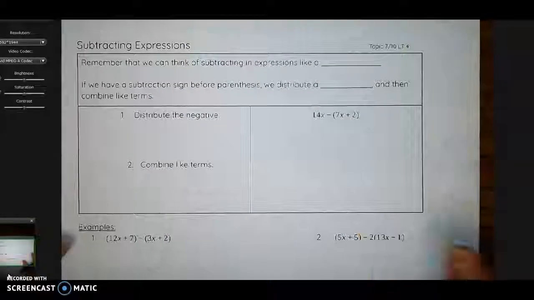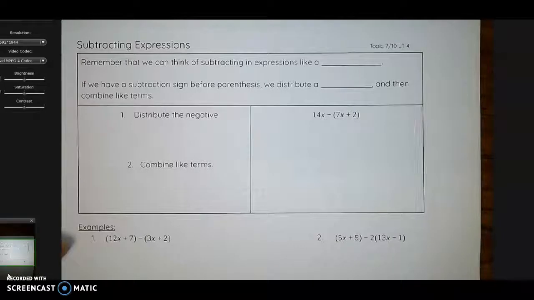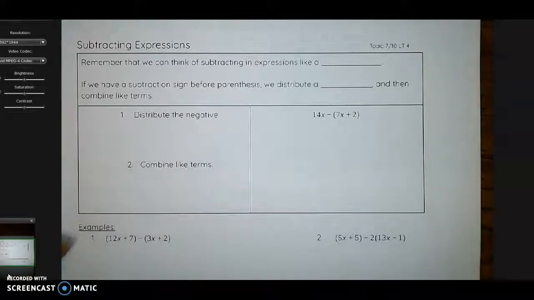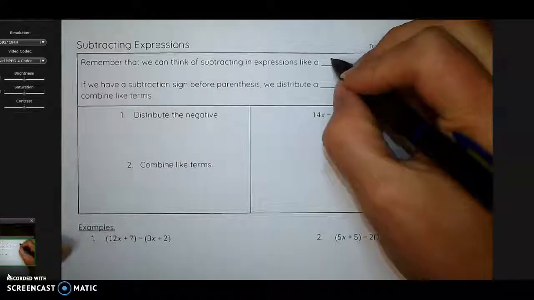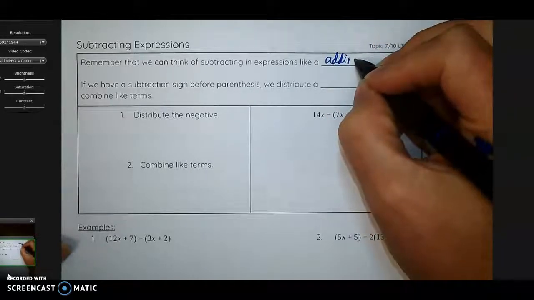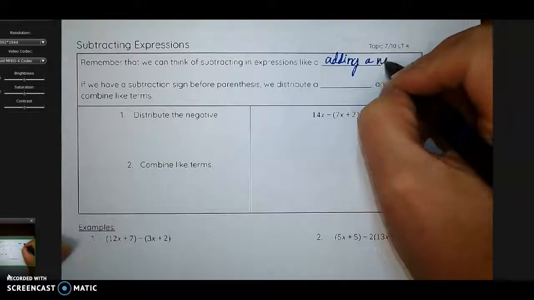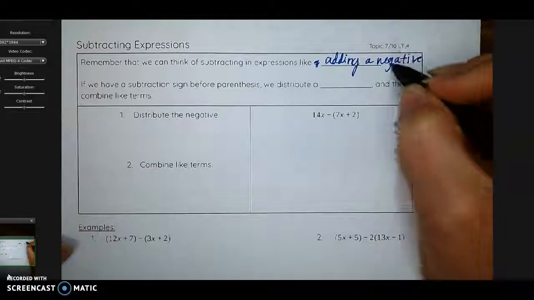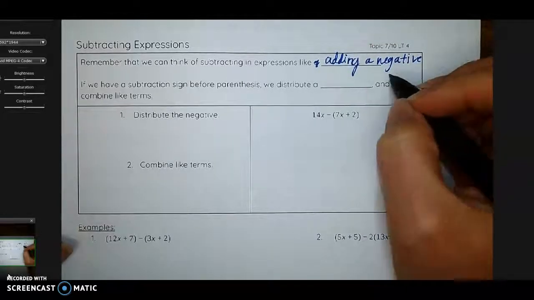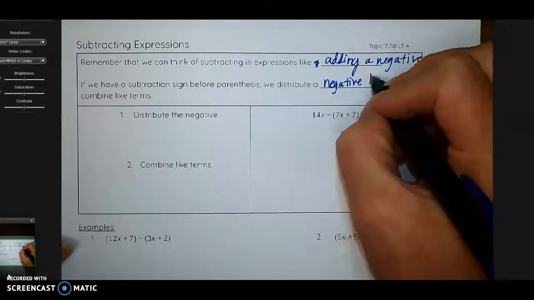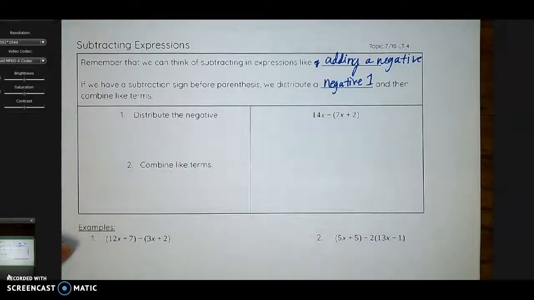All right, we're going to be talking about the distributive property, but we're distributing something a little different now. And it's going to look a little weird. So remember that we can think of subtracting in expressions like adding a negative. If we have a subtraction sign before parentheses, we distribute a -1 and then combine like terms.